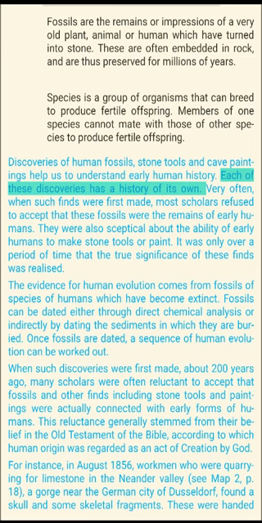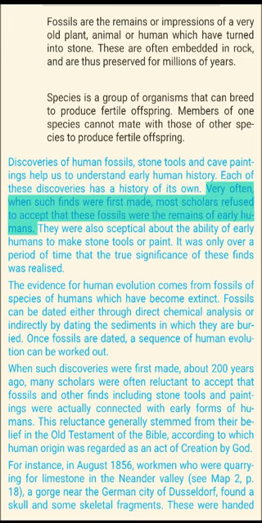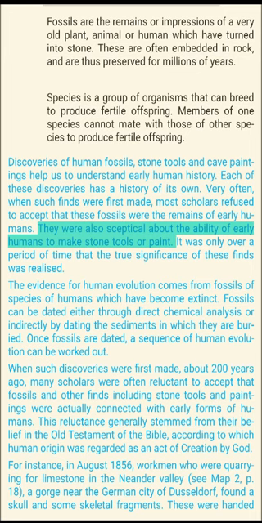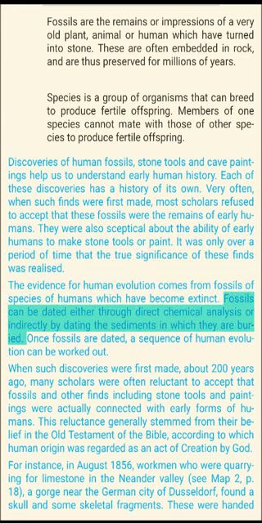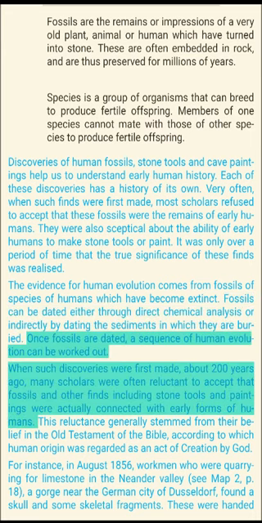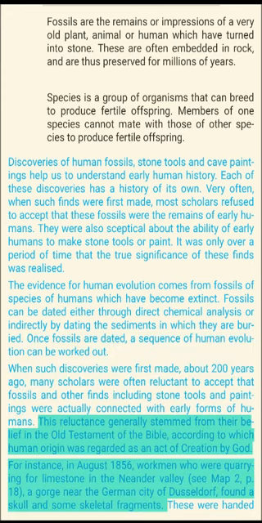Each of these discoveries has a history of its own. Very often, when such finds were first made, most scholars refused to accept that these fossils were the remains of early humans. They were also skeptical about the ability of early humans to make stone tools or paint. It was only with time that the true significance of these finds was realized. The evidence for human evolution comes from fossils of species of humans which have become extinct. Fossils can be dated either through direct chemical analysis or indirectly by dating the sediments in which they are buried. Once fossils are dated, a sequence can be worked out.